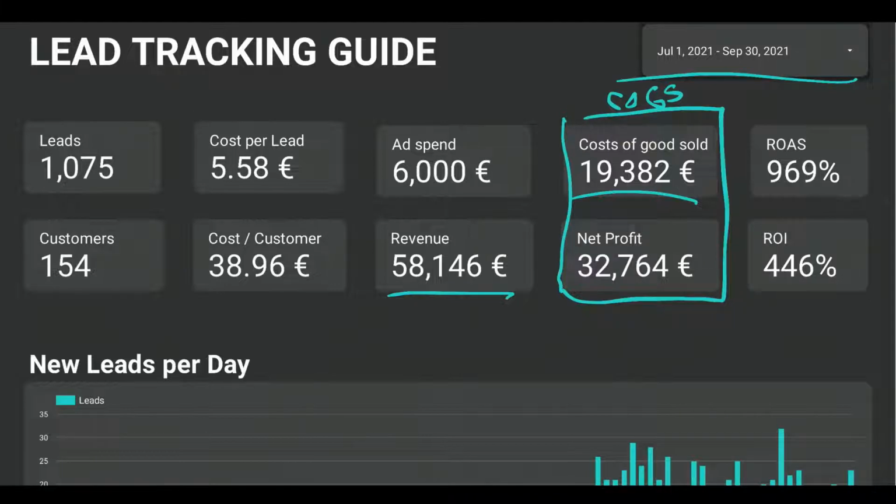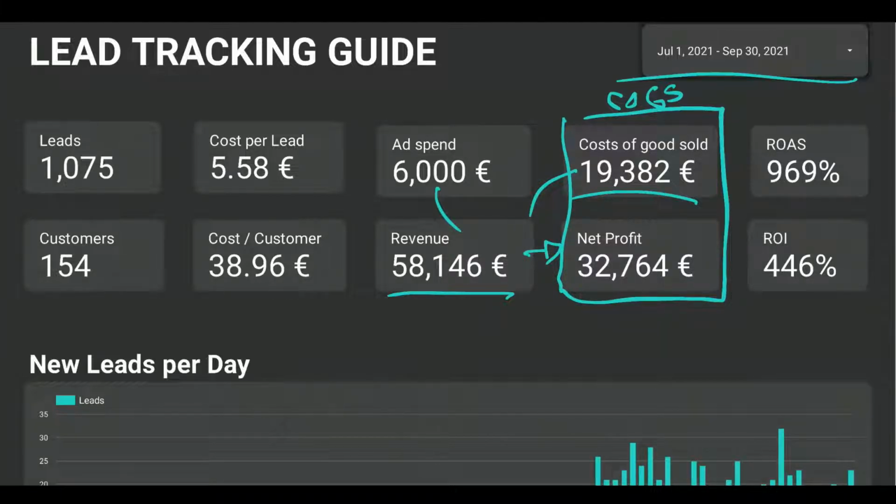I like to use a goal for my business of not more than 30% of my revenue should be cost of goods sold. Not more than another third should be cost per acquisition. And the last third should be my net profit. When you do that, you can calculate the revenue minus the cost of goods sold minus the ad spend. That is your net profit.